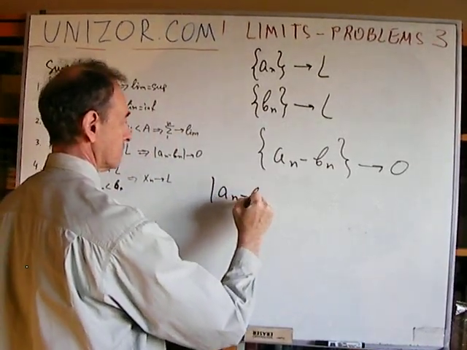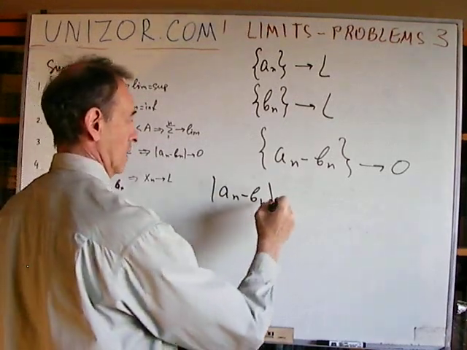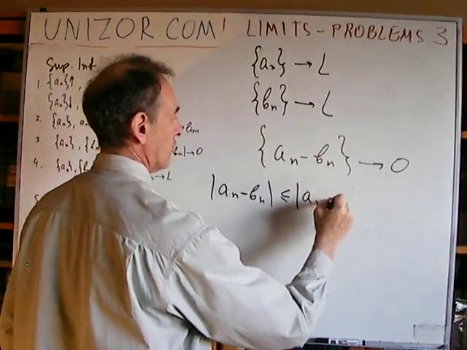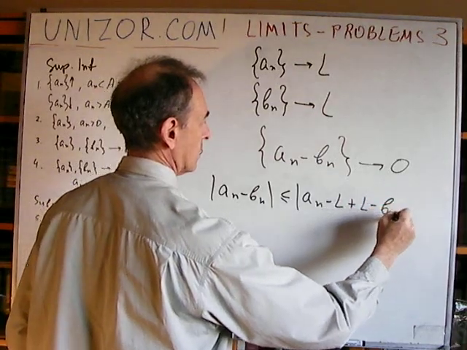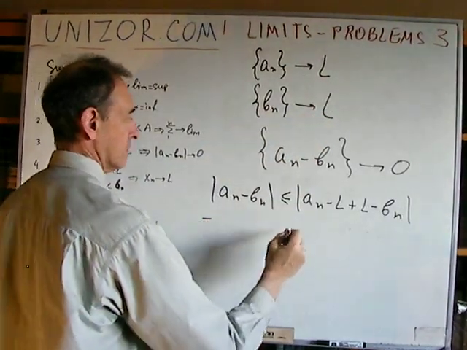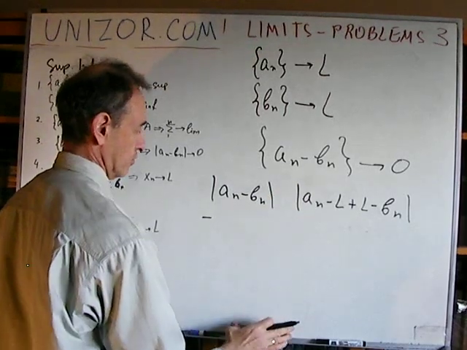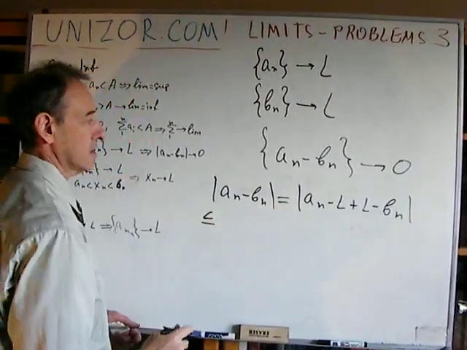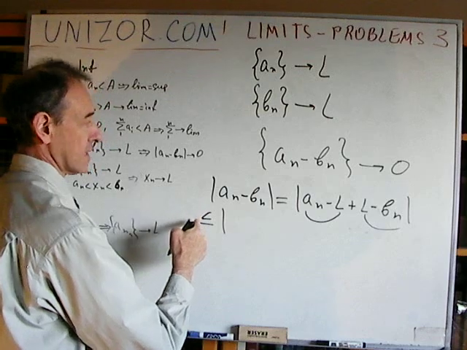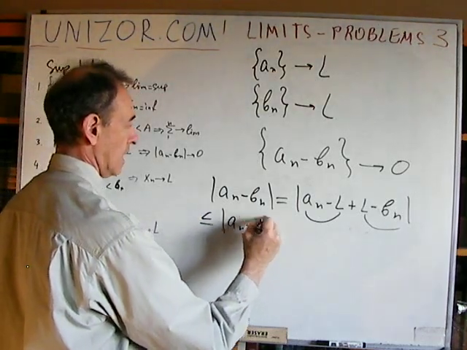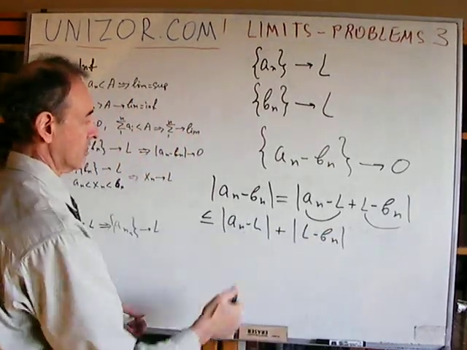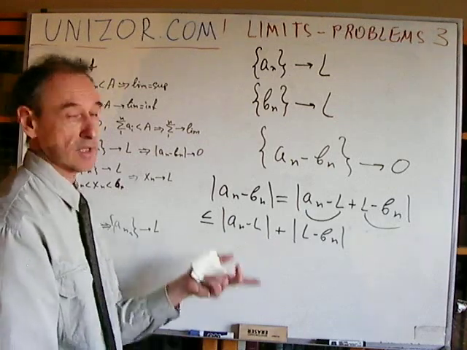Look at this. It's less than or equal to |a_n minus l plus l minus b_n|. Right? I can add and subtract the same number, which is the limit. Which is, well, actually, in this case, it's equal. I don't have to put less than or equal. Now I will consider this as my x and this as my y. So I would put a less than or equal sign now: |a_n minus l| plus |l minus b_n|. Now, |l minus a_n| or |a_n minus l| is the same thing because there is an absolute value here.